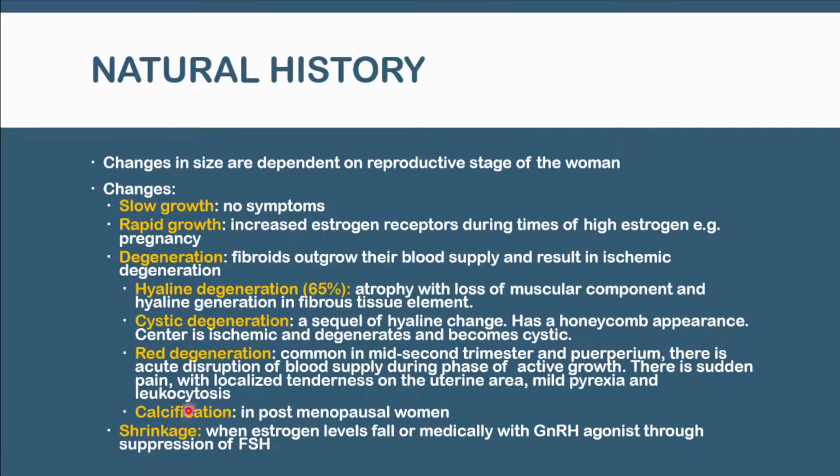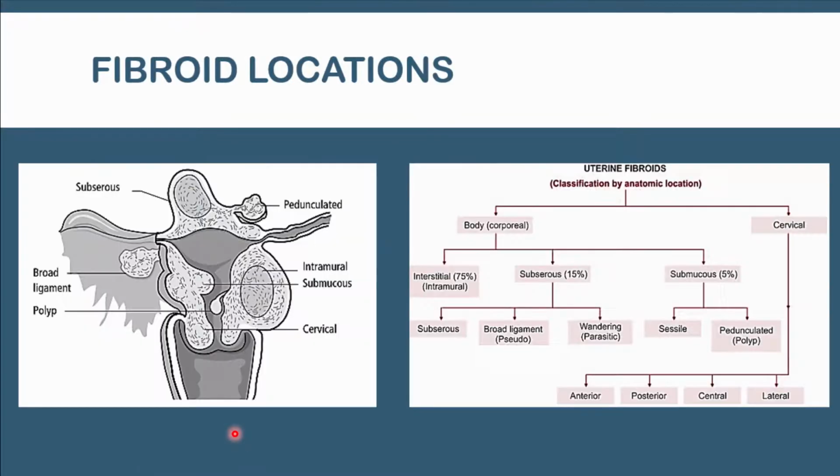Additionally, the fibroids could calcify, but this is much more common in postmenopausal women. And of course, they are going to shrink as the levels of estrogen fall beyond menopause, or sometimes you can medically induce this shrinkage by giving someone gonadotropin releasing hormone agonists that are going to suppress the production of FSH, thereby reducing the levels of estrogen and thereby reducing the size of the fibroids, because estrogen won't be there to drive these tumors.